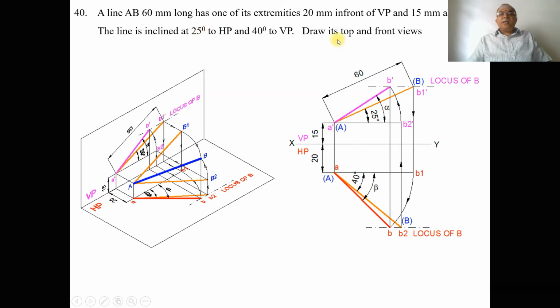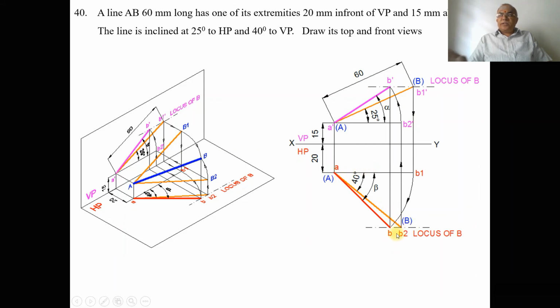With A as center, taking the inclination of 40 degrees to VP, which is in HP, you measure 40 degrees and draw an inclined line. Similarly, with A dash as center, measuring the inclination of 25 degrees, you draw one more inclined line, because 25 degrees to HP is seen in VP, since VP is above the XY line. By using the compass, you measure a distance of 60 mm and cut it on the 25 degree line and also on the 40 degree line.